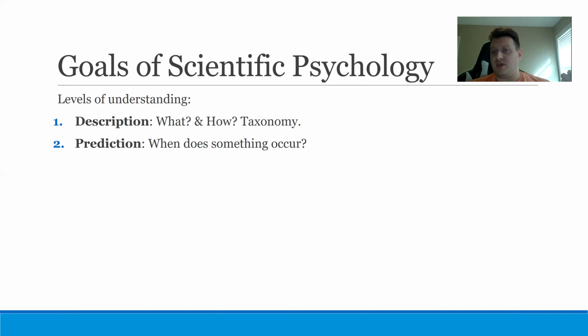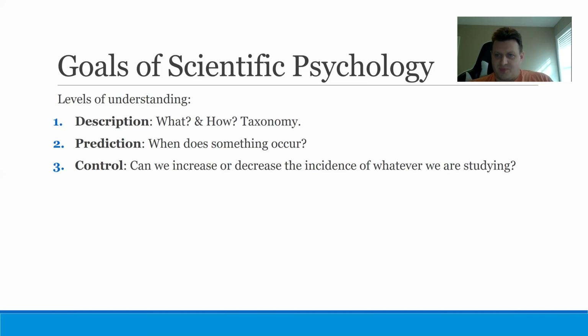And once we can predict things, hopefully we can manipulate or control them in some way. Okay, maybe description, let's say that we're interested in something like mental illness. We might want to classify all the different mental disorders, right? How is this disorder different from this disorder? So we do first a level of description.